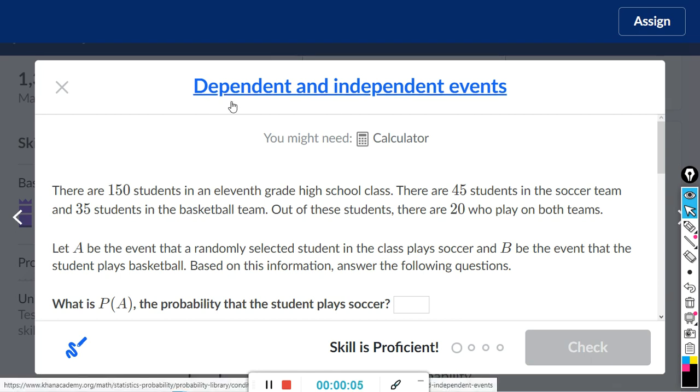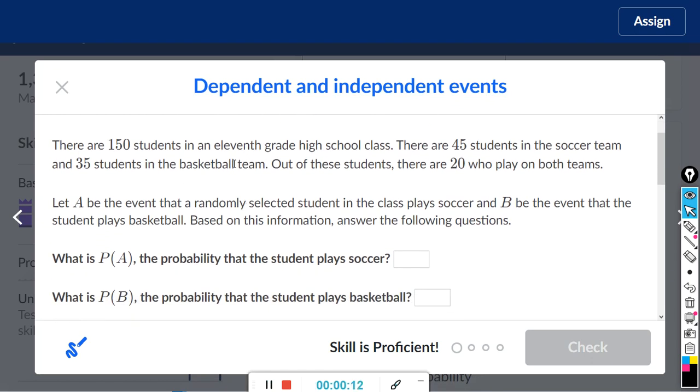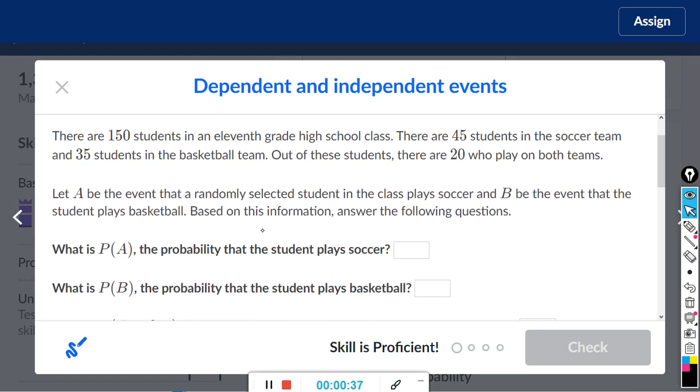This will be for the assignment on dependent and independent events. There are 150 students in an 11th grade high school class. There are 45 students on the soccer team and 35 students on the basketball team. Out of these students, there are 20 who play on both teams. Let A be the event that a student in the class plays soccer, and B the event that the student plays basketball. All right, so we're going to answer the following questions.